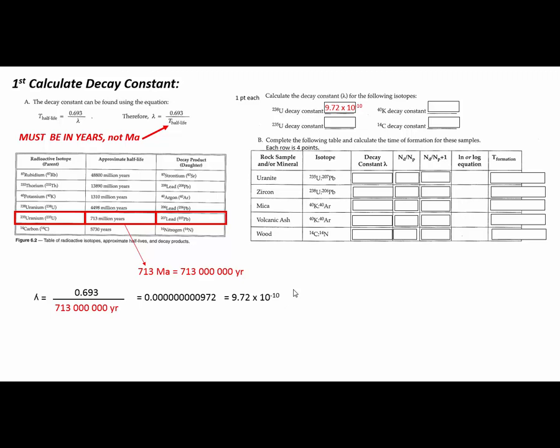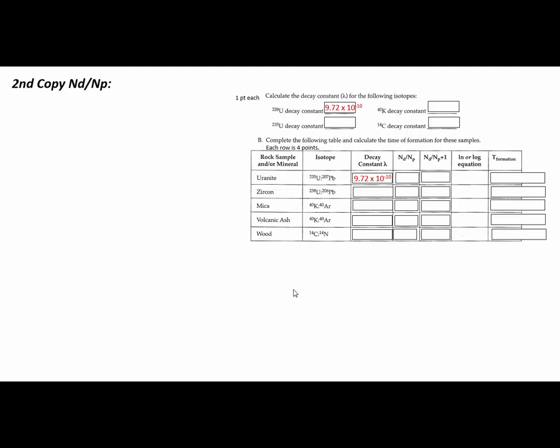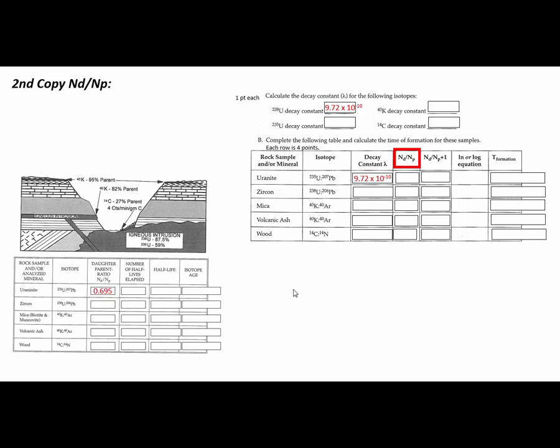Okay, following along with the lab, the next part is to enter in the decay constant for the uraninite. I'm going to continue working with the example for uraninite. As we move across this chart, after we enter in the decay constant, the next quantity we need is ND over NP. Remember, that's the number of daughter atoms divided by the number of parent atoms, so this is the daughter to parent ratio. That's really easy to get because we're just going to copy that from our previous exercise. What we figured out with the daughter to parent ratio from our first series of calculations is that number is 0.695. So you really are just going to copy that over into this new exercise.